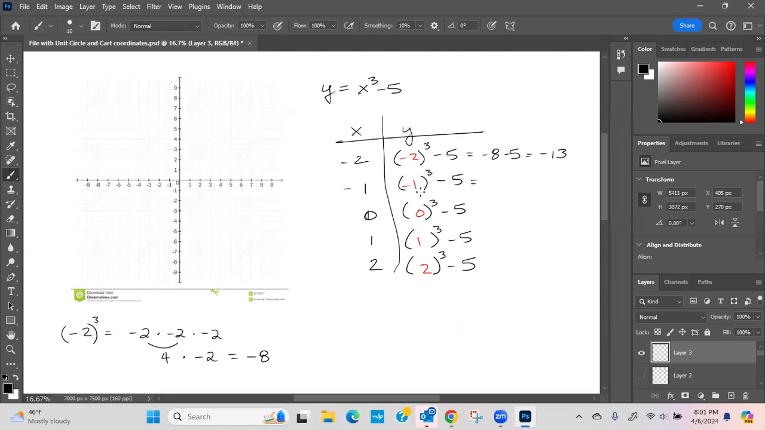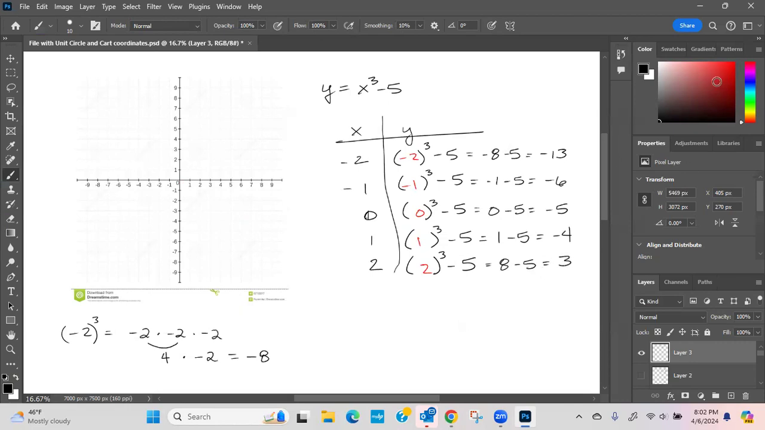Same sort of thing here. -1 times -1 is a +1. And that times the third -1 is -1. And then we'll subtract 5, and we get -6. Do the same thing with 0. 0 to any power is really 0. So then we've got that minus 5 is -5. Let's go ahead, and 1 to the third power is going to be a 1. Minus 5 will be a -4. And then we've got 2 to the third power, which will be 8. Minus 5 is going to be 3.